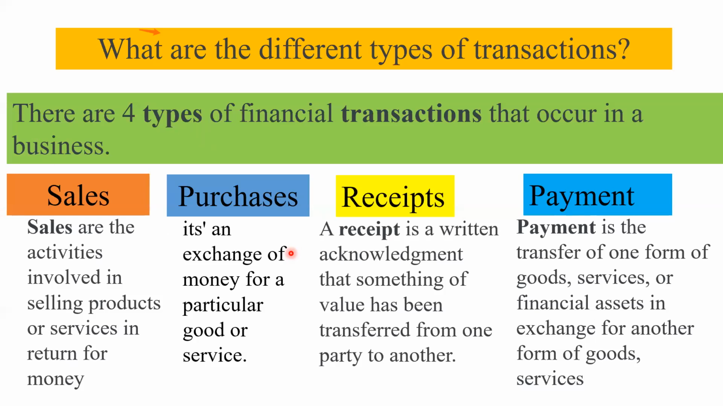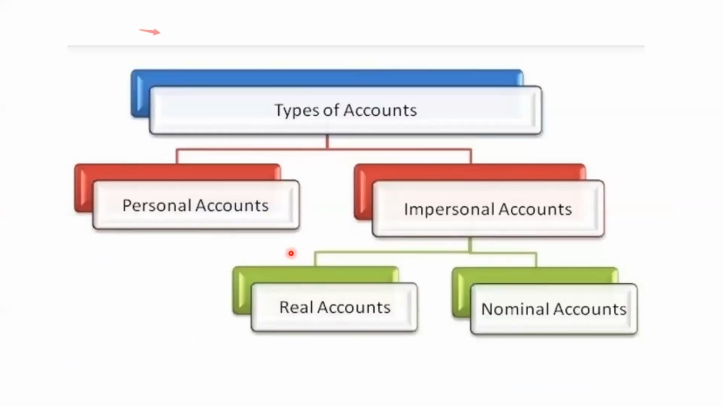So let us move to the next slide. Types of transaction is completed. How many types of transactions are there? Four types of financial transactions are there. Which are those? Sales, purchase, receipts and payments. Excellent, Ashita. Very good.